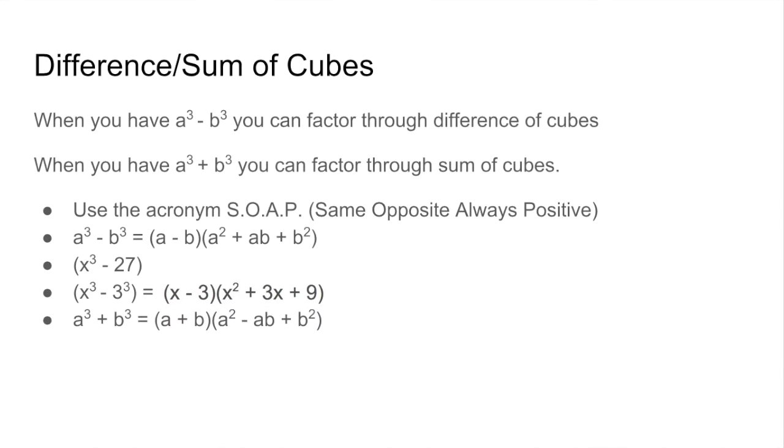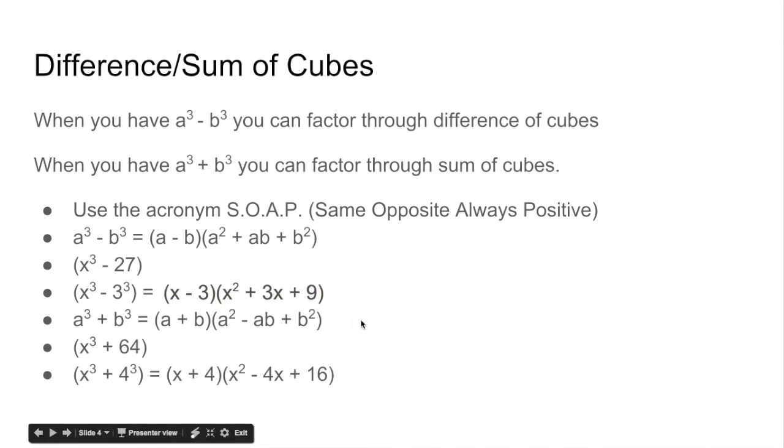For sum of cubes, you have almost the same thing, except as you can see, the signs are reversed, because the plus is the same, minus and plus are opposites, and then the last one is still always positive. And here's another example for you. Try to factor x cubed plus 64, and you might want to take another moment to pause right here. This x cubed plus 64 is the same as x cubed plus 4 cubed, which again we just substitute into here, and then we have x plus 4 times x squared minus 4x plus 16.